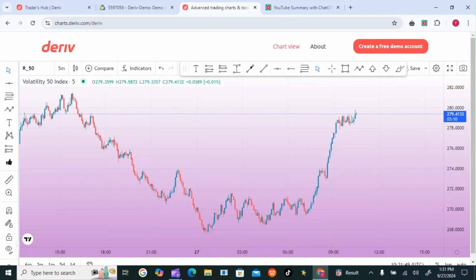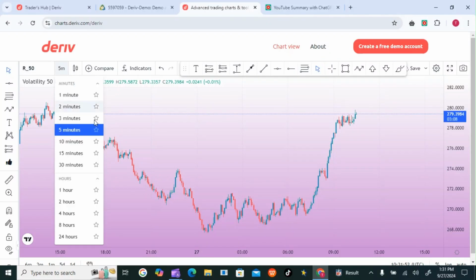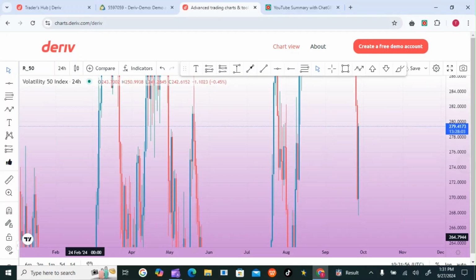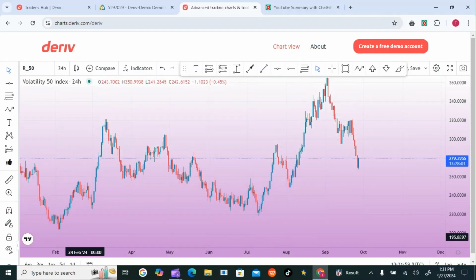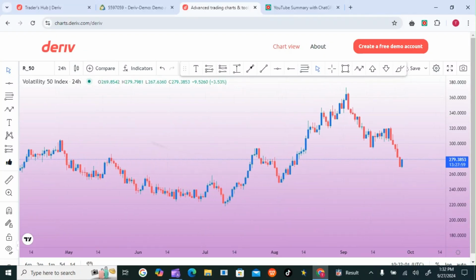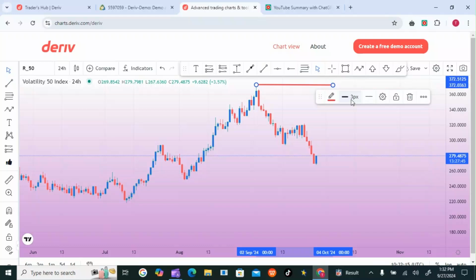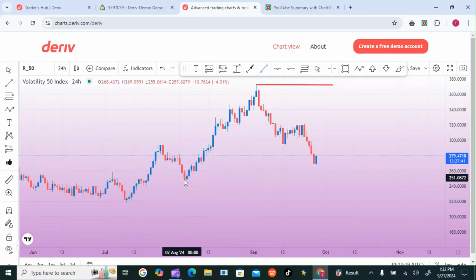This is Volatility 50, and we want to start from the daily candlestick and see how it's behaving. So on the daily candlestick, what do we note? We can see the highest point that the market has moved is there, and then the lowest that the market has moved is that point. Understood?